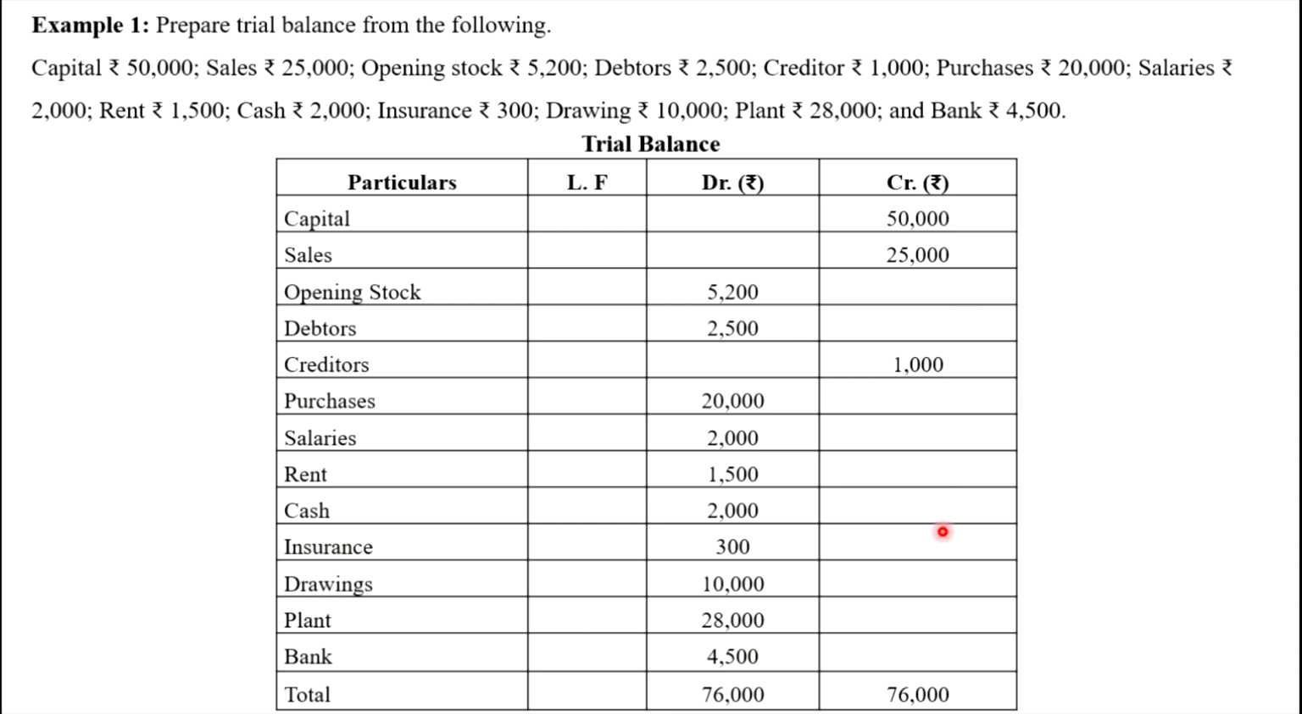And what is the last step? We have to find out the total of debit and total of credit. Here I have made the total, that is debit total is 76,000, credit total is also 76,000, means we have recorded all the transactions correctly. Okay, this is all about trial balance. Thank you.